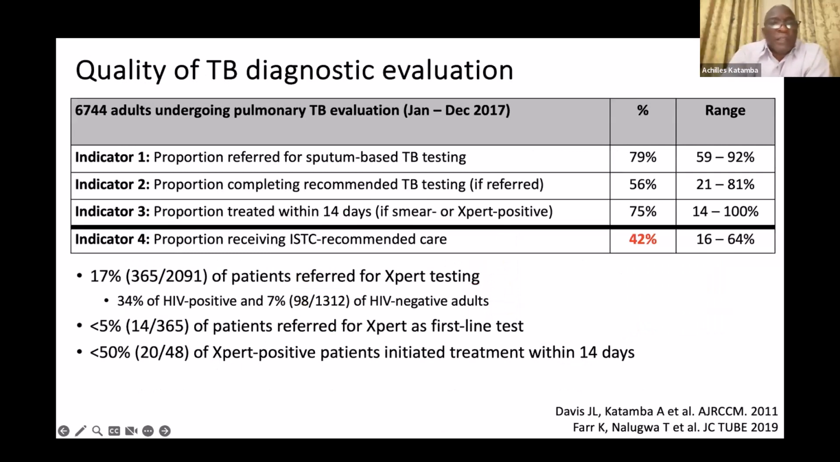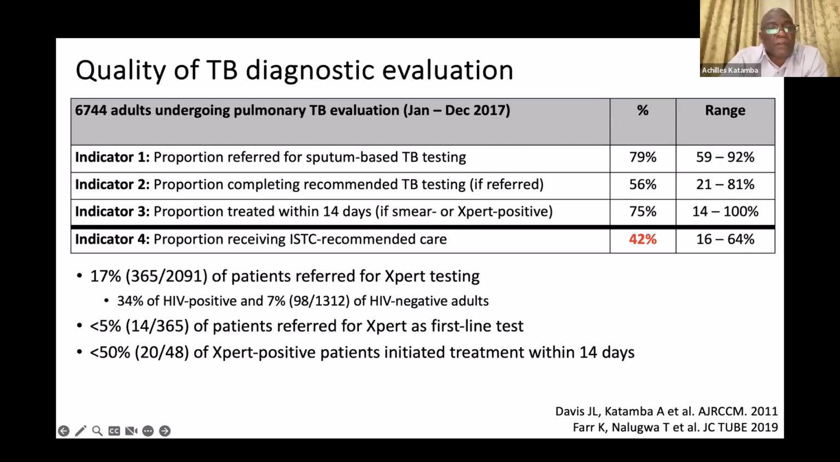For the quality of TB diagnostic evaluation, based on the international standards of TB care, we identified 4 indicators to evaluate that. This is work we did for January to December 2017, looking at 6,740 adults. For indicator 1, we looked at the proportion referred for sputum-based testing, and it was 79% on average. Indicator 2, proportion completing recommended TB testing if referred as per the guidelines, 56%, and the proportion treated within 14 days if smear or Xpert positive based on the guideline, 75%.